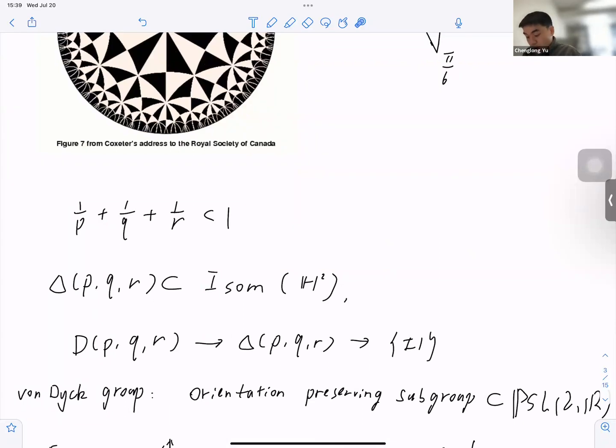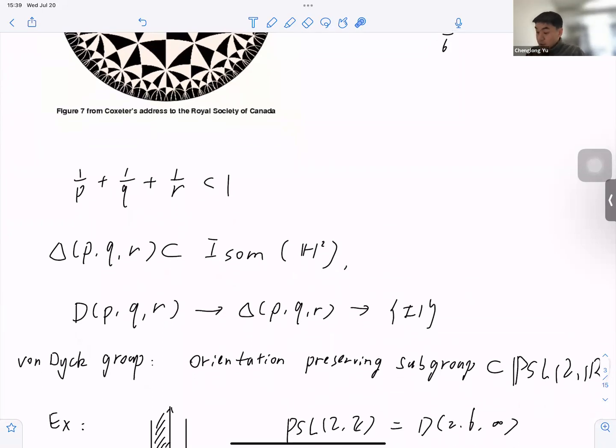And we are also interested in the subgroups which preserve the orientation of the geometric objects. So this is an index 2 subgroup called the von Dyck group. It is the orientation preserving subgroup, which in this case is inside PSL2R, the conformal isometry group, or the biholomorphic automorphism group of the upper half plane.